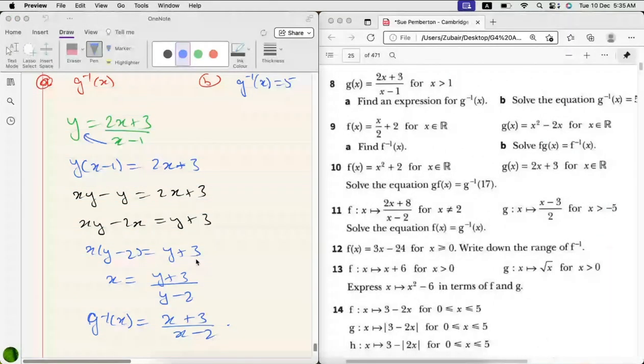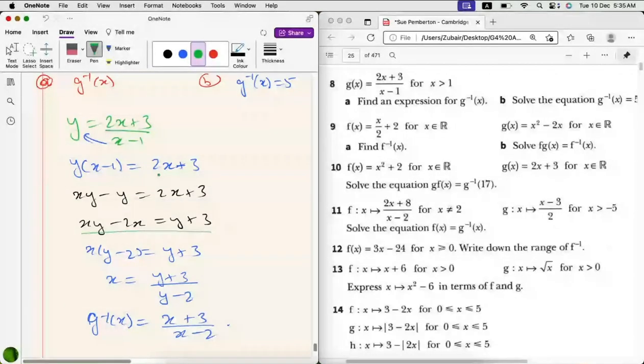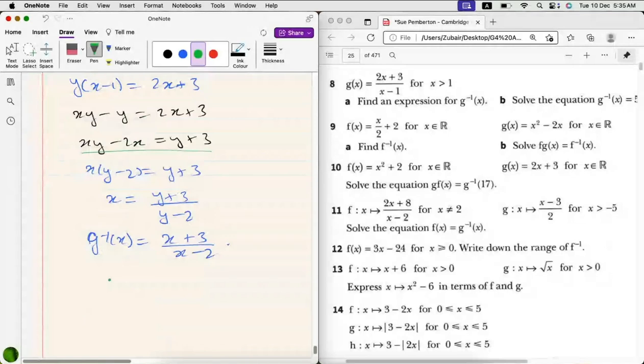So the xy minus the 2x equals y plus the 3. And yeah, we can take the x out from that one. And afterwards we can just put it back into g inverse x equals 5. Clear? Yeah. So now this is 5. So (x plus 3) by (x minus 2).